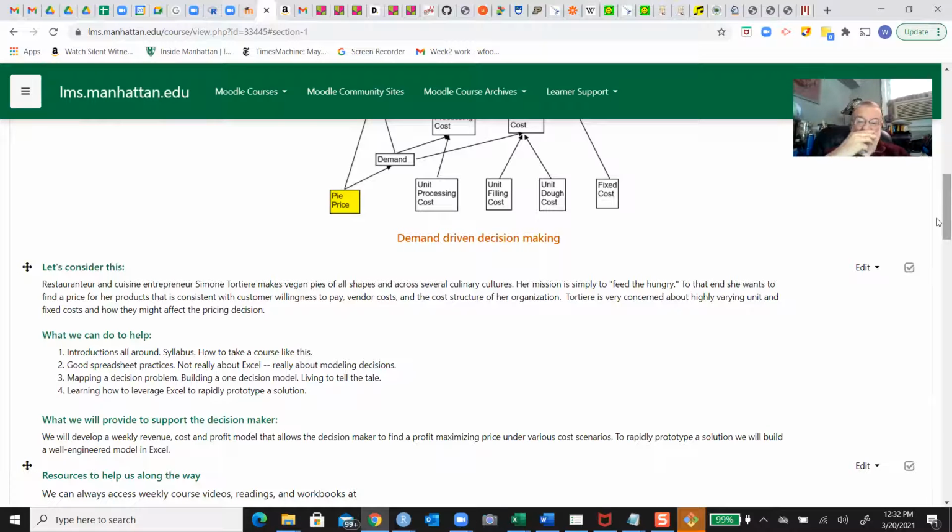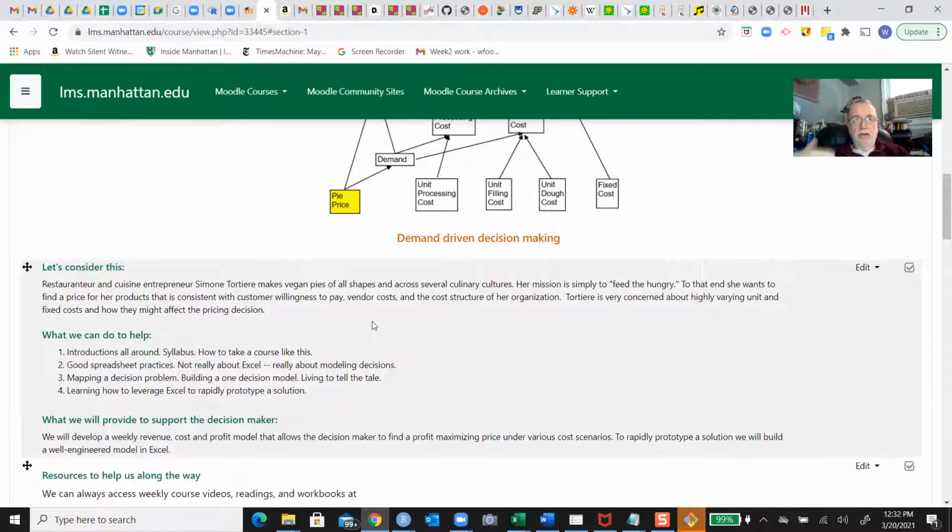She has a simple feed-the-hungry mission, and she's trying to find the right price given customer willingness to pay and the fact that she has suppliers and costs and contracts, as well as the cost structure of her own organization, which we're just going to lump sum into fixed costs. But she's very concerned about how events can change and affect her decision.